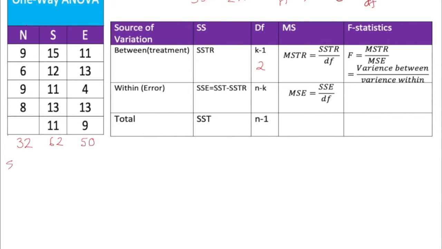So what is my sum of x? In this case, because we don't have only one group, we have 3 groups, we add all those 3. 32 plus 62 plus 50 is equal to 144. And also I need sum of x square. So I'm going to square each number: 9 square plus 6 square plus 9 square plus 8 square plus 15 square and so on, plus 13 square plus 9 square.